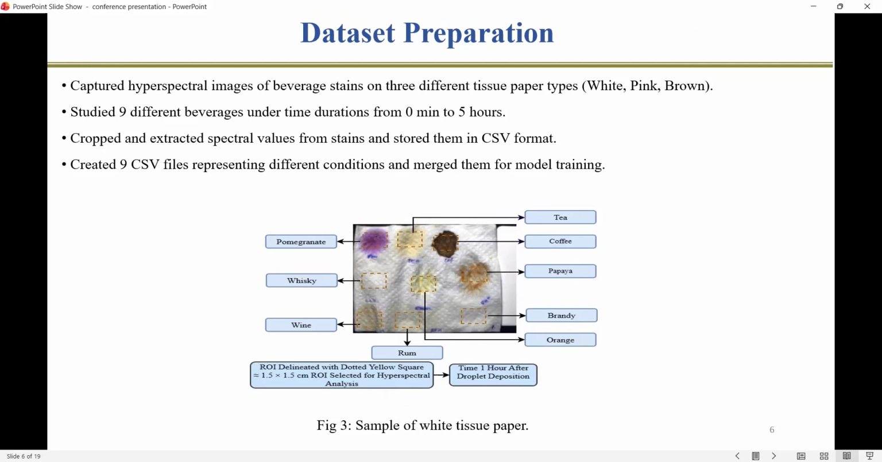There are 9 different kinds of beverage stain marked, and each part is marked. The outside part we have not considered. Only where the beverage stain is present, that part only we have considered. We poured almost 0.5 to 1 ml of the beverage on the tissue paper.